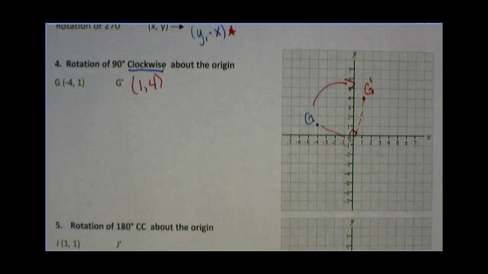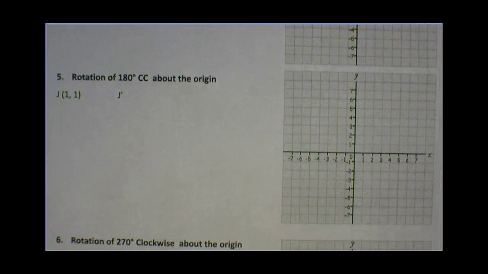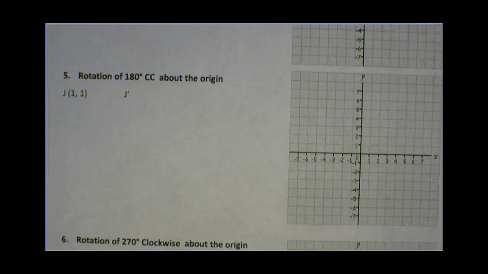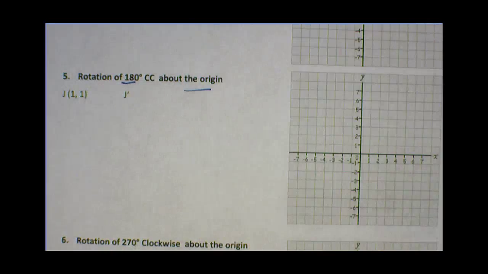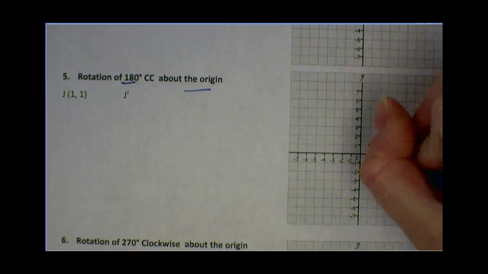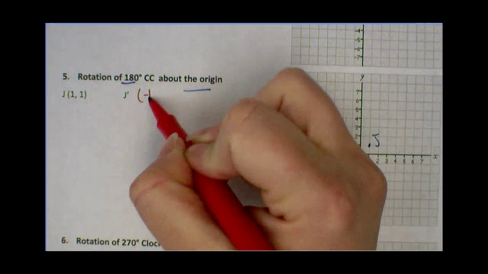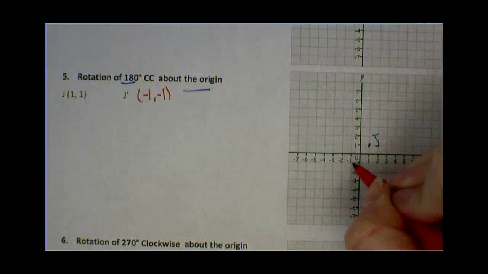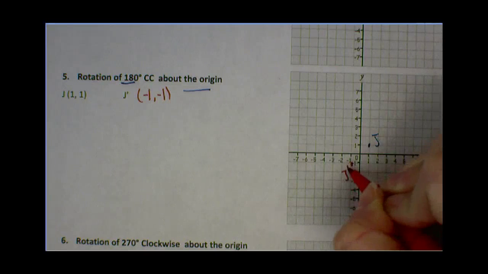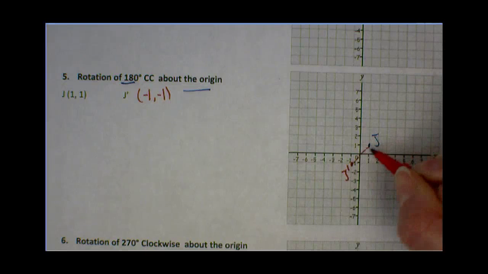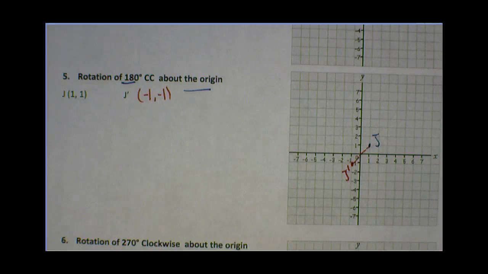All right, next one. Here we had 180 degrees, either direction really, again about the origin. So J was at 1, 1. So where did you go to get to J prime? J prime is going to be -1, -1. And if you draw that in, you're going to notice that if I drew in that segment to the center, they make a straight line, which makes sense because it's going to be 180 degrees.